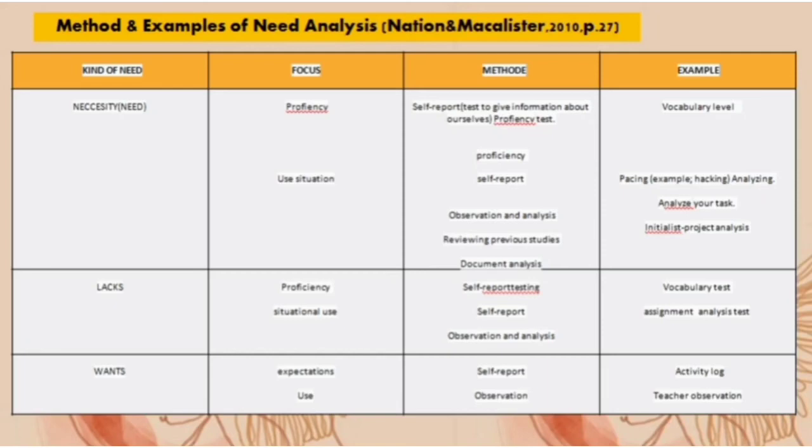Okay, the next, lacks. In the focus, proficiency and situational use. And the method, self-report testing, self-report and observations analysis. And the example is vocabulary test, assignment analysis test. And the last, wants, in the kind of need, and in the focus, expectation and use. In the method, self-report, observations. And the example is activity log, teacher observations.